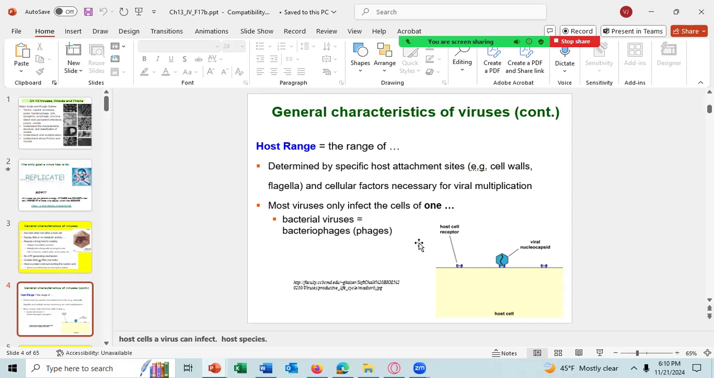There are some exceptions, like Western equine encephalitis, which can infect many different species. Let me think about that. Is that one that's affected by birds? I know most mammals can get Western equine encephalitis, including humans and rodents, and I think it's spread by mosquito too, so it can grow in the mosquito. Or maybe it's a tick, something like that. That's an unusual case where the virus can grow in all these different species.